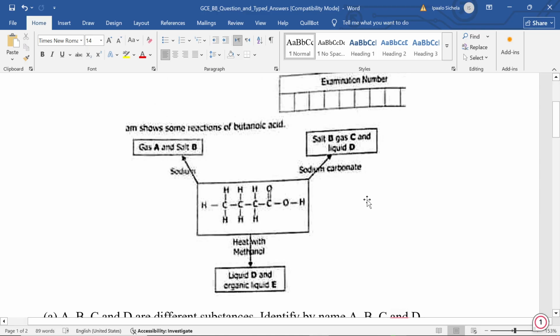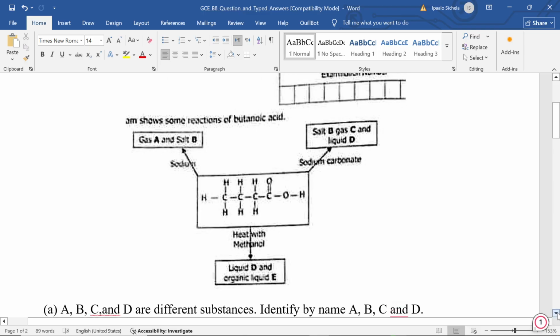So you change the ending of the carboxylic acid, OIC, to OATE. Instead of OIC, you put OATE. For the alcohol, from ANOL to YL, so it's going to be methyl. For the carboxylic acid, from OIC to OATE, so butanoate. Then you combine what you have, the methyl plus the butanoate, and you have the name of the ester, methyl butanoate.